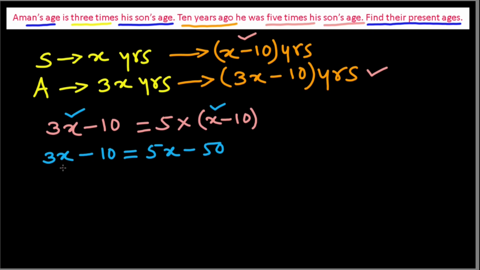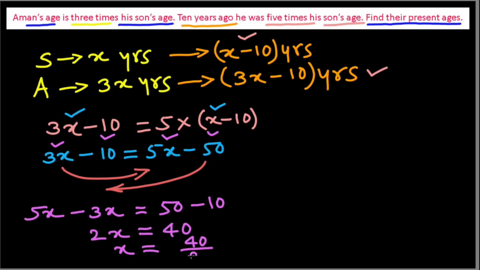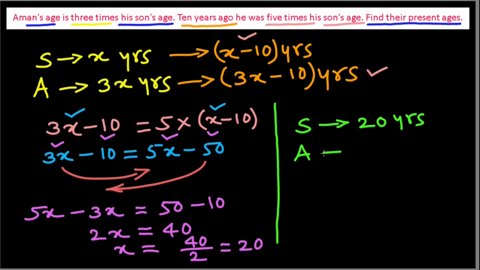Now we will send this 3x to the right and this 50 to the left. So we write 5x, which is this, minus 3x, which is this, equals 50, which is this, minus 10, which is this. So it will be 5x minus 3x, 2x equals 40. That will be x equals 40 by 2. That will be 20. So son's present age will be 20 years and Aman's present age will be 3 multiplied by 20, that is 60 years.